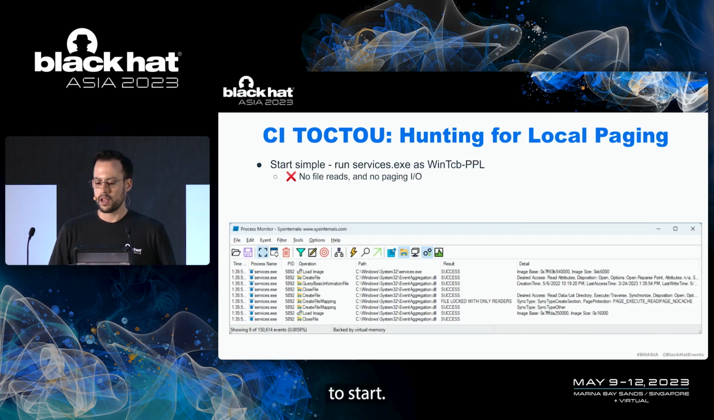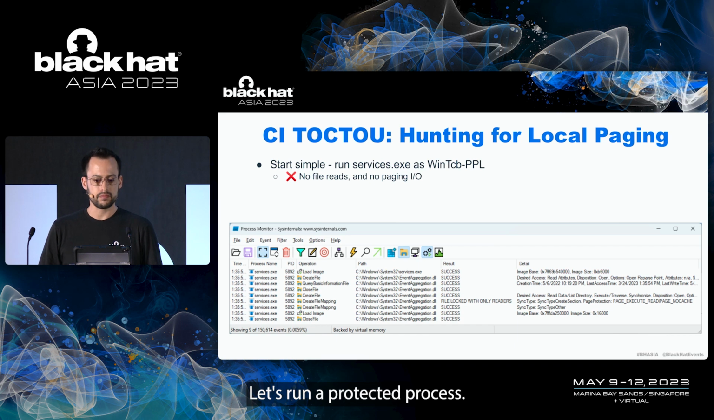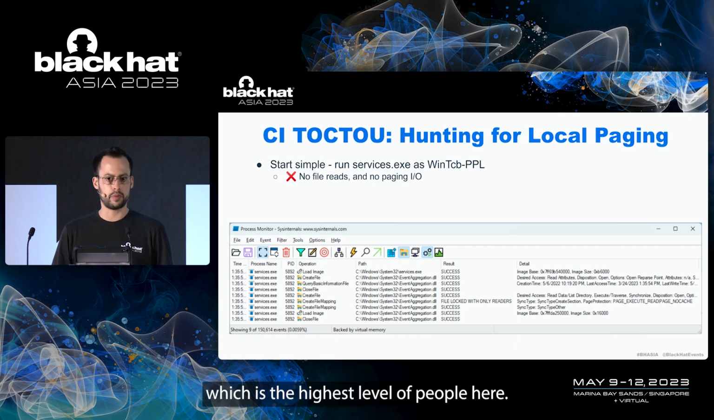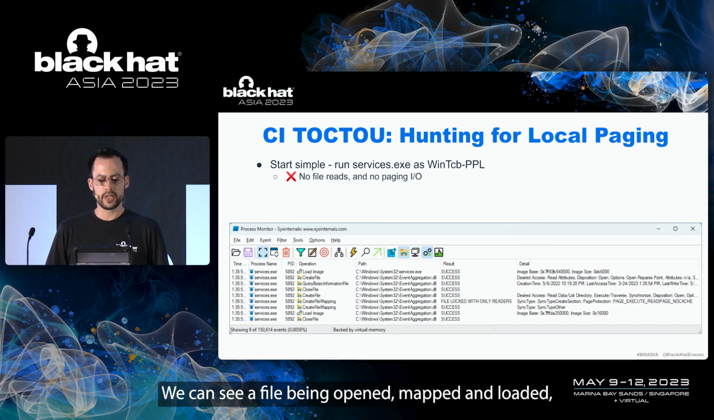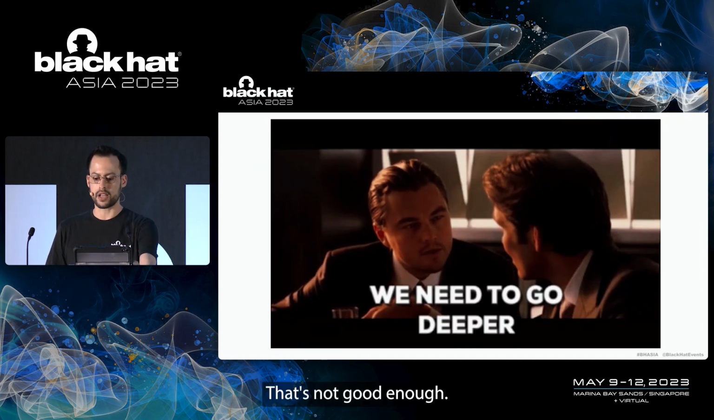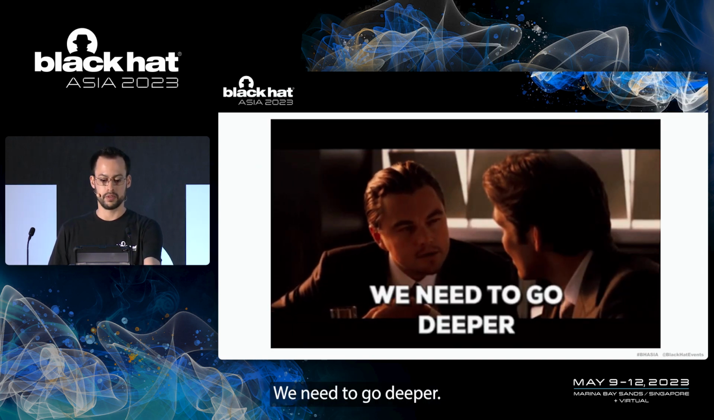To start, let's run a protected process. I picked services.exe because it can run as WinTcb-Light, which is the highest level of PPL. Here we can see a file being opened, mapped, and loaded, but not read or paged from. That's not good enough. We need to go deeper.